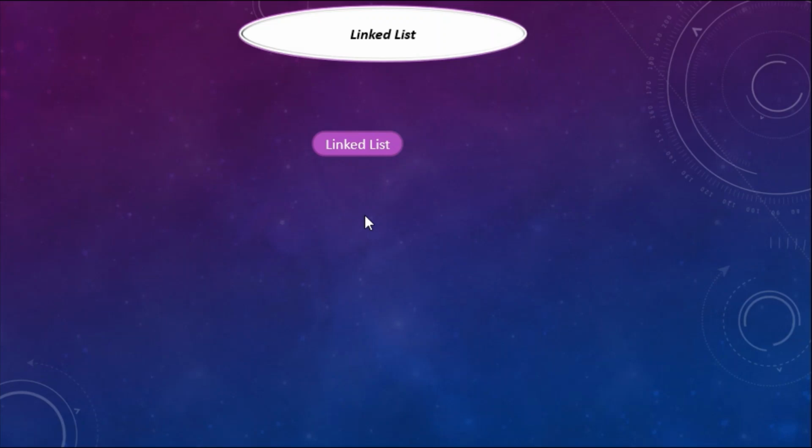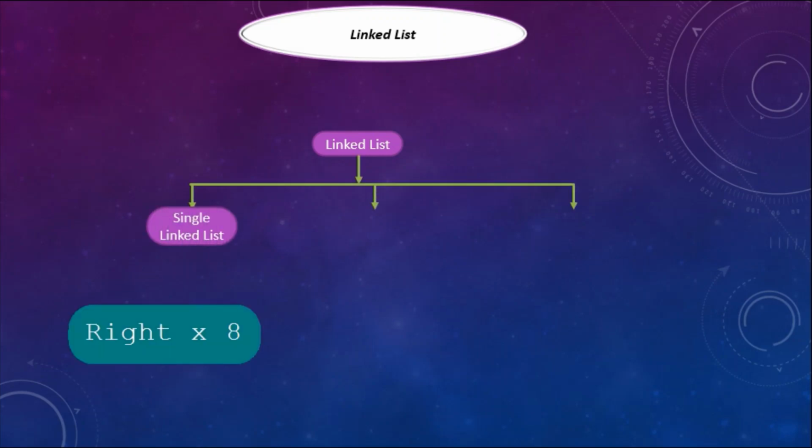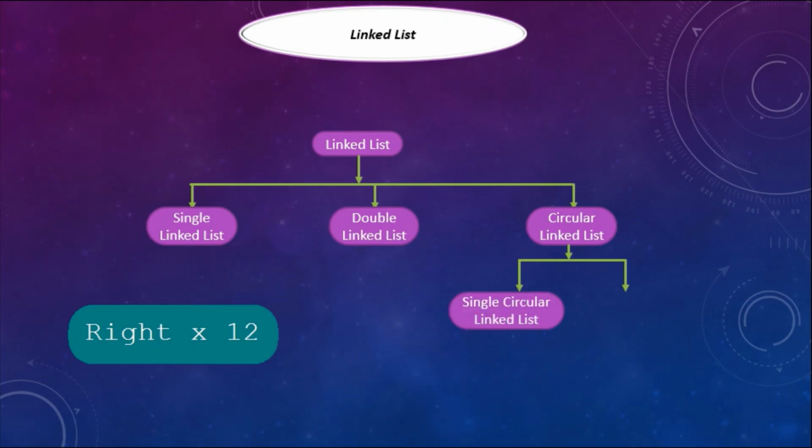Linked lists have basically three types. One of them is the singly linked list, the second is the doubly linked list, and the third is the circular linked list. And the circular linked list is categorized further into the singly circular linked list and the doubly circular linked list.